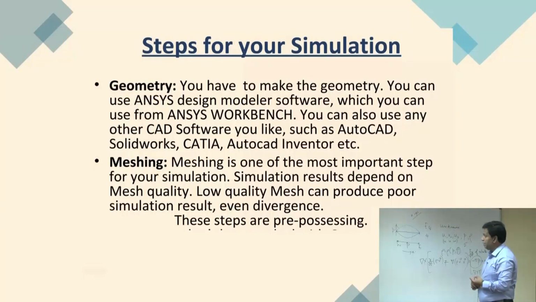Meshing is one of the most important steps for your simulation, and the simulation result actually depends on mesh quality. As I said, the more mesh you have, the better result you have, but sometimes we have to compromise, because we cannot use a huge mesh. To solve our one lung problem, we use up to 30 million mesh cells. It takes about one month using 64 processors to solve one problem. It takes more than a month. So sometimes it is not feasible.